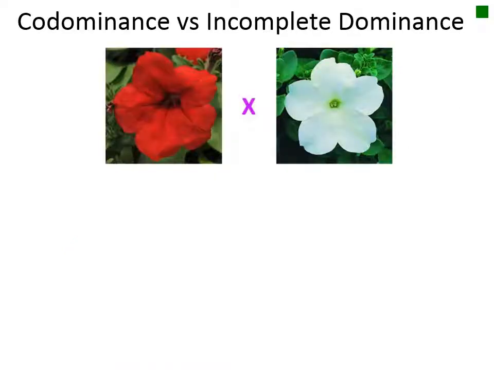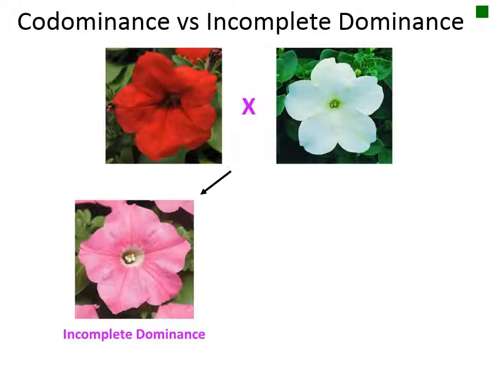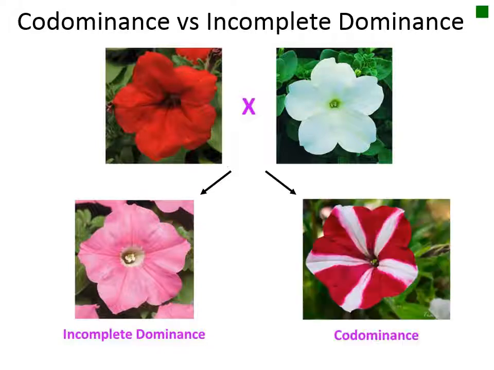Codominance is similar to incomplete dominance in that the heterozygous individual has a different phenotype than either of the homozygous individuals. However, the interaction of the two alleles in the heterozygote is different. In incomplete dominance, neither allele was dominant, so you saw a blending of the two phenotypes. Whereas in codominance, both alleles are dominant, so both alleles are observed in the phenotype of the heterozygote.